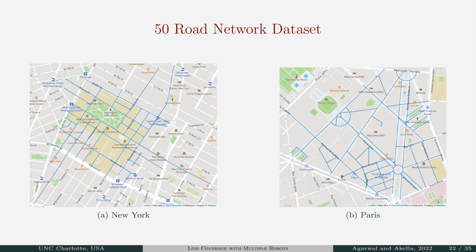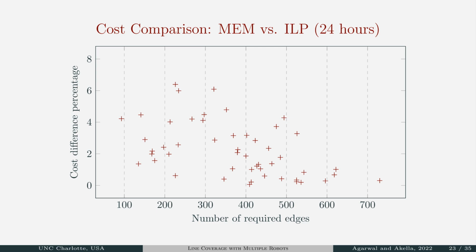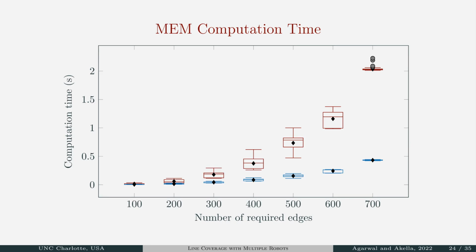We evaluated the MEM algorithm on a dataset consisting of road networks from the 50 most populous cities in the world. Two of these road networks are shown here. We compare the solutions obtained using the MEM algorithm and the ILP formulation. MEM gives solutions within 7% of the ILP solution for this dataset. The entire procedure consisting of graph processing and the MEM algorithm takes around 2 seconds for the largest road network. The MEM algorithm takes only 0.5 seconds for the largest graph.